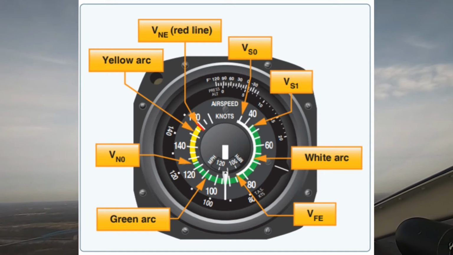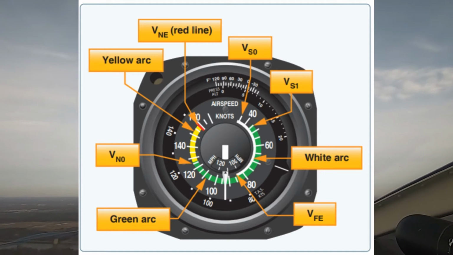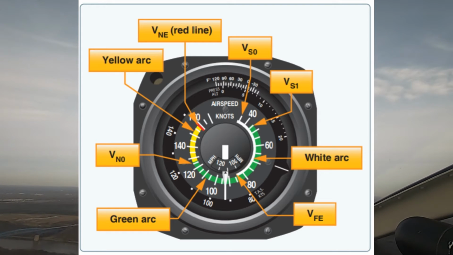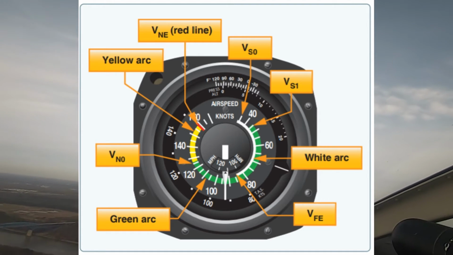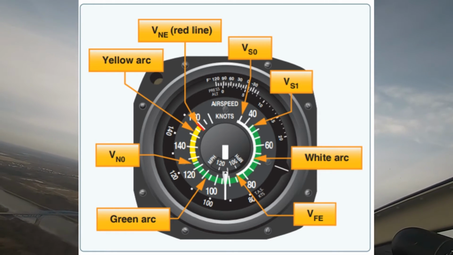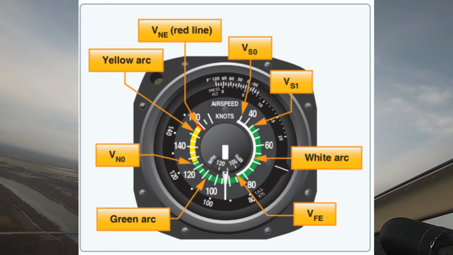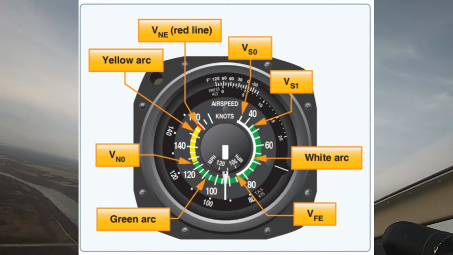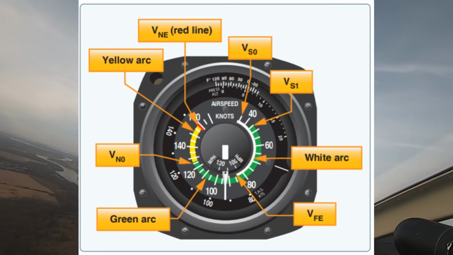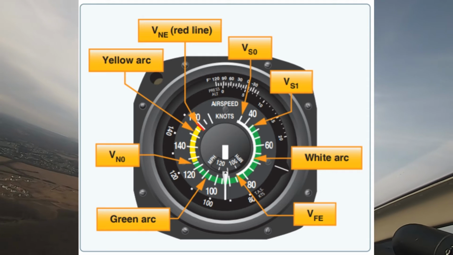And then the lower limit of the yellow arc is the beginning of the caution range, and the upper limit of the yellow arc is the high end of the caution range. So that caution range is for smooth air. And then that goes right up to the red line, which is your never exceed speed, identified as VNE. So that's the max speed you can operate the aircraft. Any speed over that could potentially cause structural damage or failure.